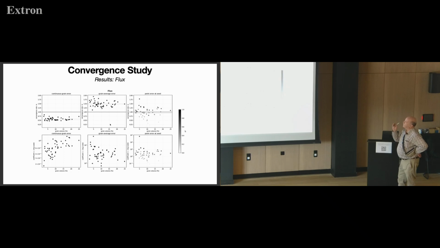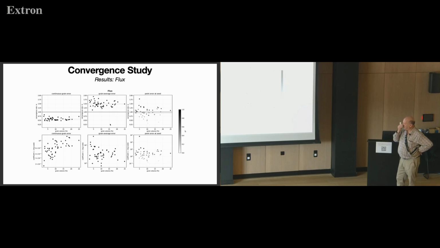But for the isotropic for the flux, we got continuous grain error of 1, which is what we would expect. But we also still got the 1.5 for the grain average error, so the linear functional, and the points looked about the same. So at that point, the little voice in my head that had been saying, "Look at the literature and see what it's supposed to be," I finally answered that.